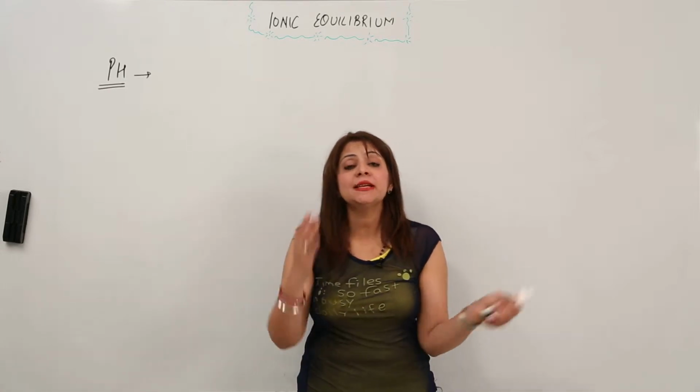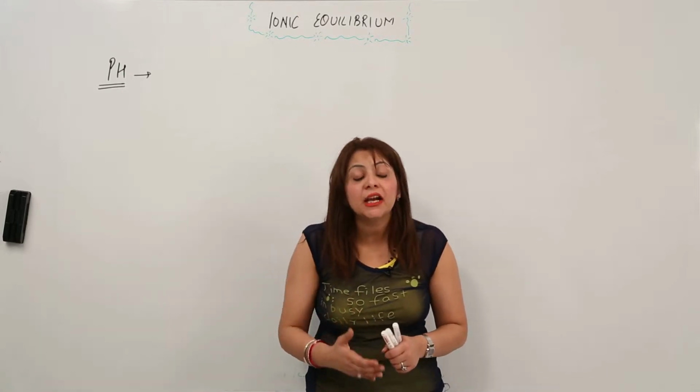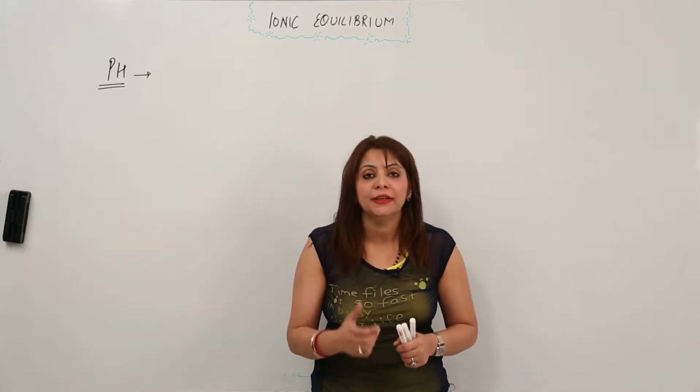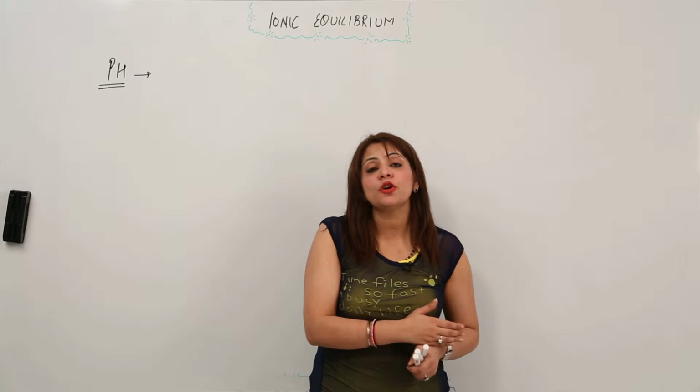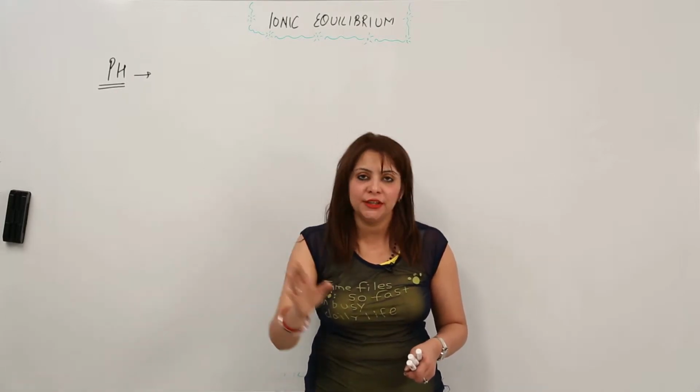If it has fewer hydrogen ions and more hydroxide ions, it is said to be basic, and if the concentrations of both are similar, it is said to be neutral, right? So whenever we talk about chemical nature, it just means acidic, basic and neutral. You should be clear with it, right?